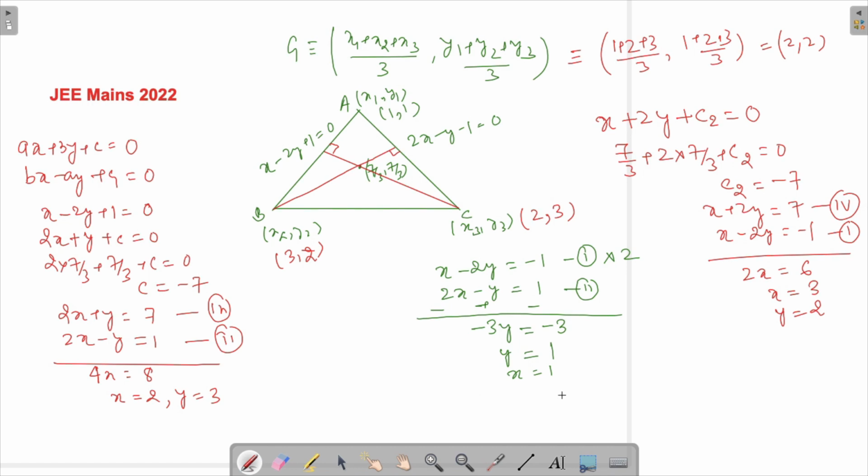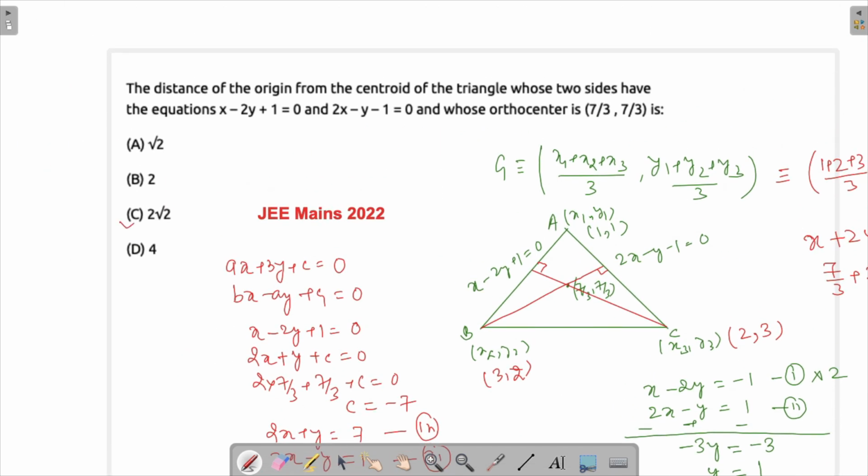Our distance from origin would be simply 0 minus 2 whole squared plus 0 minus 2 whole squared, and that will become 2 square plus 2 square, which is 8, which is 2 root 2. So you found the number to be 2 root 2. That is what your answer is.